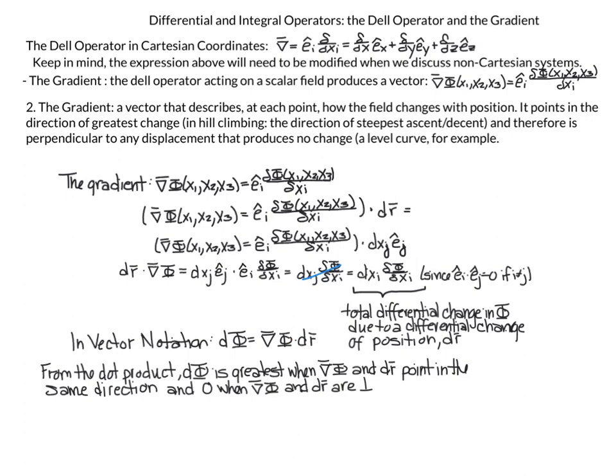So one thing we know about dot product: one, it's equal to 0 when things are perpendicular. So it's minimized, or it actually has no change. It's equal to 0 when the gradient is perpendicular to our direction of movement. So when we move perpendicular to the gradient, there's no change in our phi. However, when we move in the same direction as the gradient, that's when we maximize our change in phi.